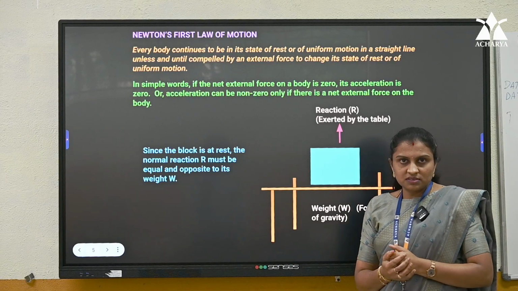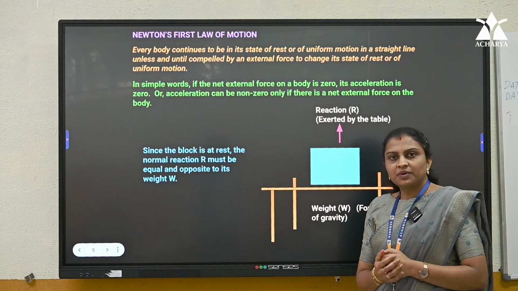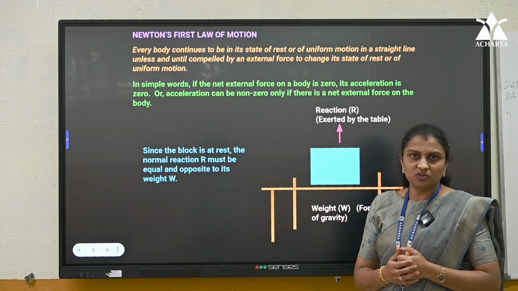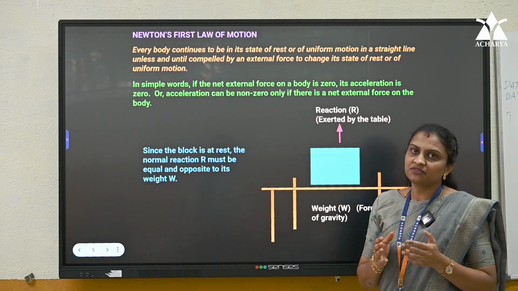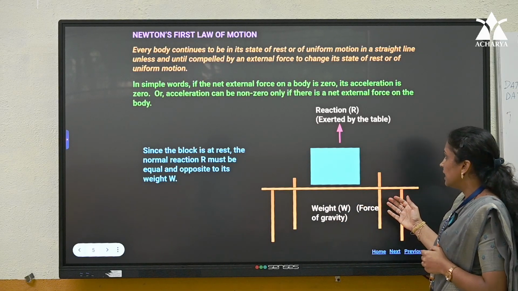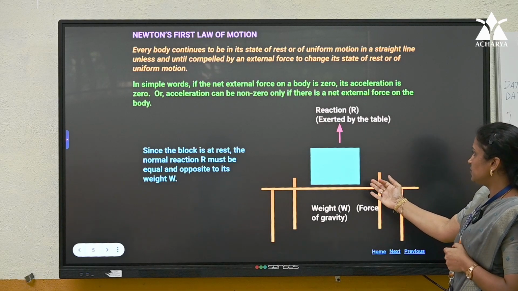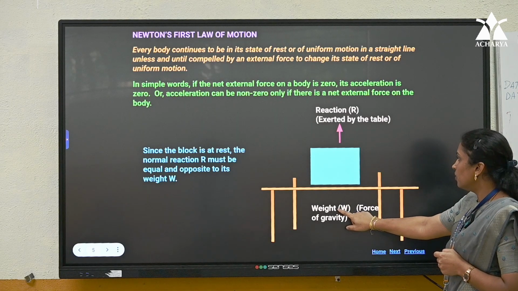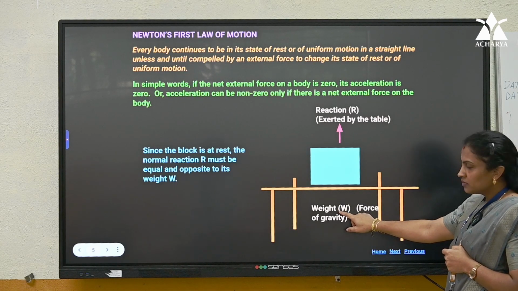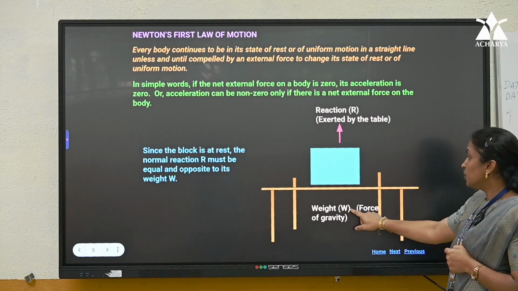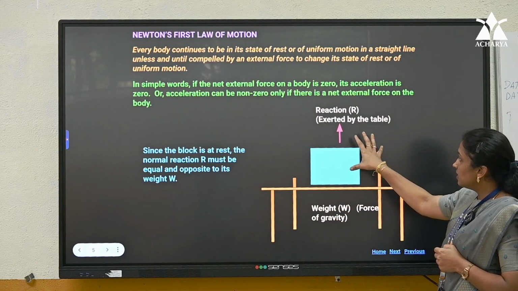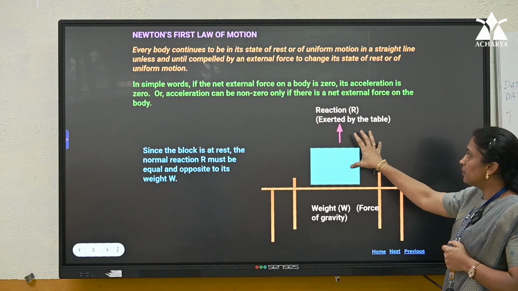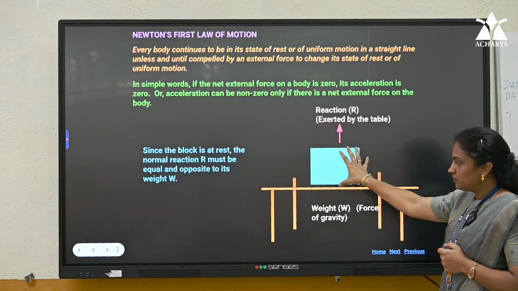What is the statement of Newton's first law? Everybody continues to be at rest or in uniform motion unless compelled by an external force. This is the statement of Newton's first law. You can just see this example. The block is at rest. The normal reaction force must be equal and opposite to its weight W. So what is this weight W? Due to the force of gravity, it is exerted on the table. Due to the normal reaction force, the block is acted upon by the table.